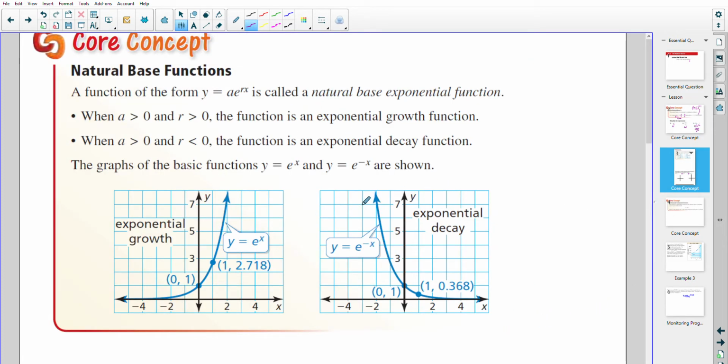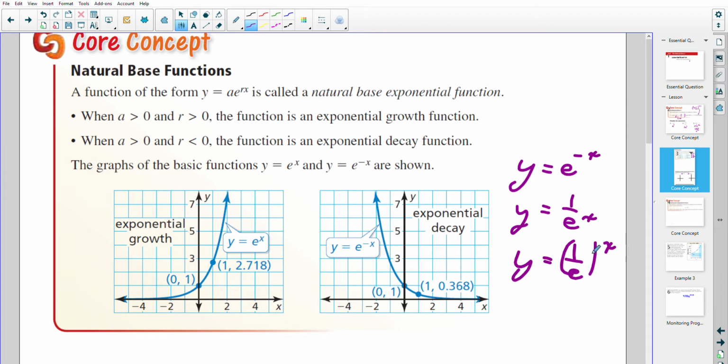In this part, it's talking about the growth and decay. Notice that the growth is e to the x. Remember, e is actually a number that's around 2.718. Now, when you have e to the negative x, what that really means is y equals 1 over e to the x. And this number, y equals 1 over e to the power of x, that number is between 0 and 1. So that means that's why it's going to be a decay.